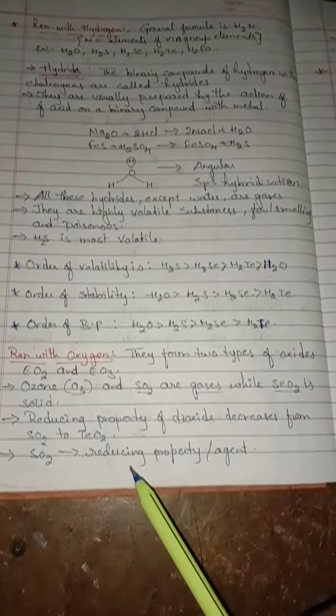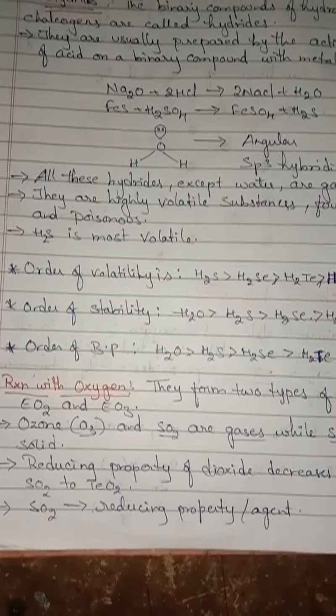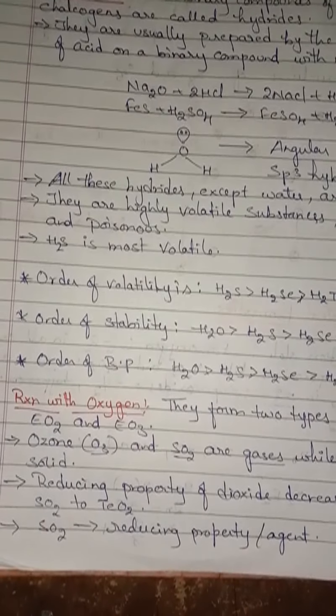The reducing property of dioxides decreases from SO2 to TeO2. Understand? So SO2 has a strong reducing property, or it acts as a reducing agent, whereas TeO2 acts as an oxidizing agent. Both types of oxides, EO2 type and EO3 type, are acidic in nature.